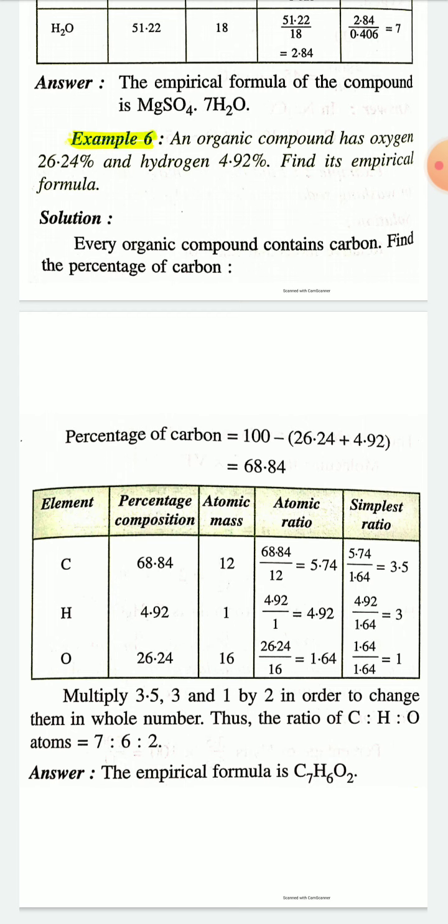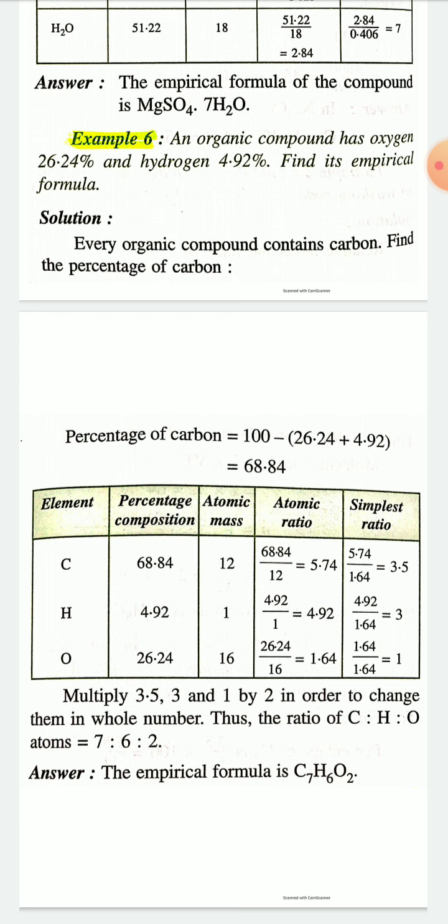Now you have to find out the simplest ratio by dividing the atomic ratio by the smallest number. Okay, so simplest ratio of carbon is 5.74 divided by the smallest number here, 1.64. So 5.74 divided by 1.64, that is 3.5. It is the simplest ratio of carbon. And for hydrogen, simplest ratio is 4.92 divided by 1.64, that is 3. And for oxygen it is 1.64 divided by 1.64, that is 1.